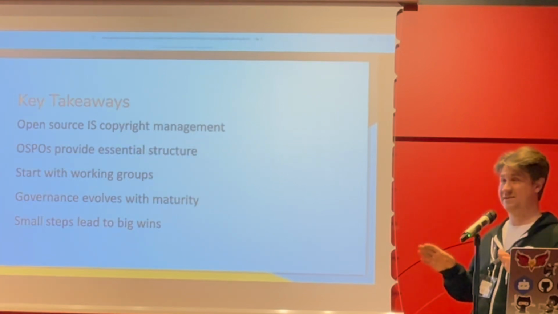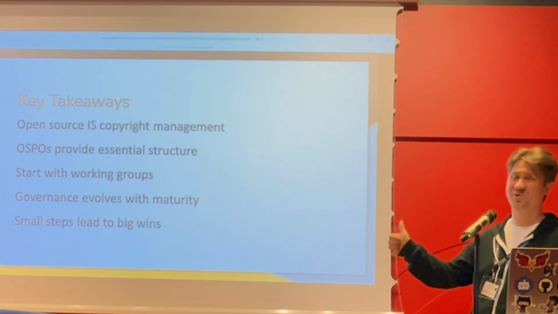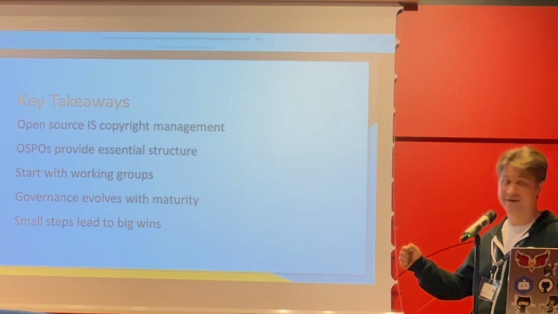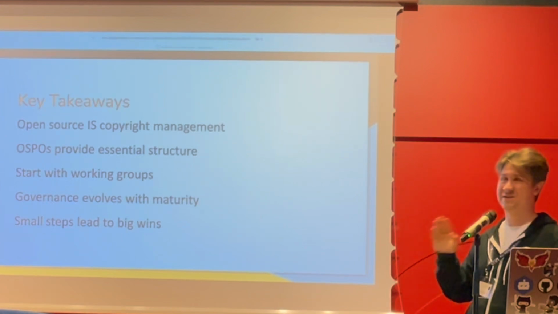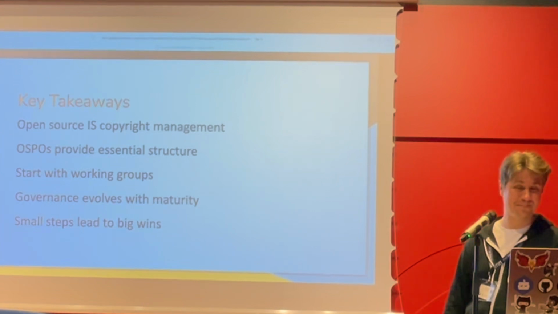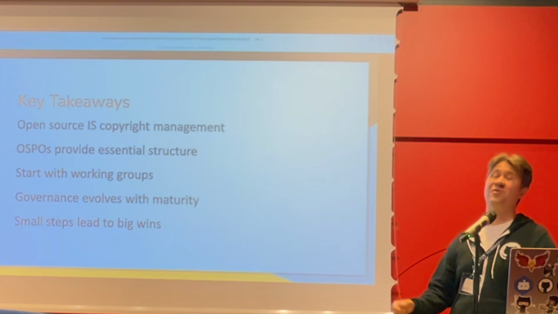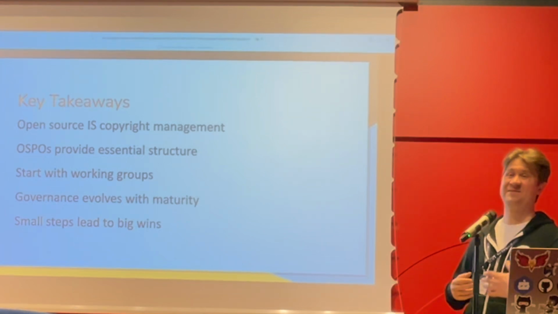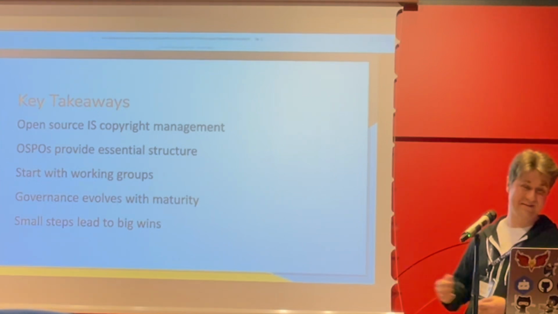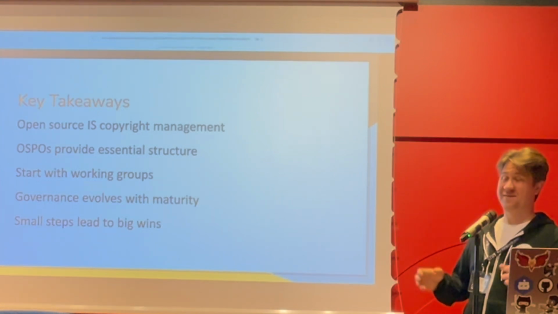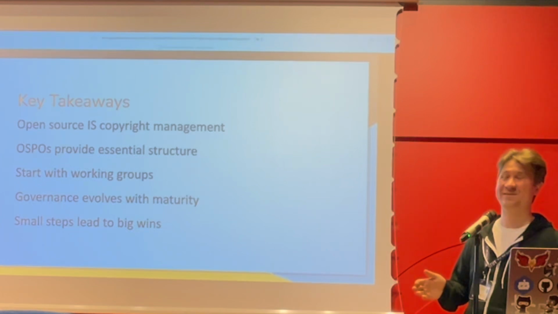So, again, summary, five things to remember. Number one, open source is actually copyright. You know it already, it's good. Second, create an OSPO. That's an essential tool, it helps you a lot. Start small, start with working groups, number three. Number four, evolve your governance at some reasonable pace, don't jump ahead. And five, take small steps, but think big. So that's how you build the success.